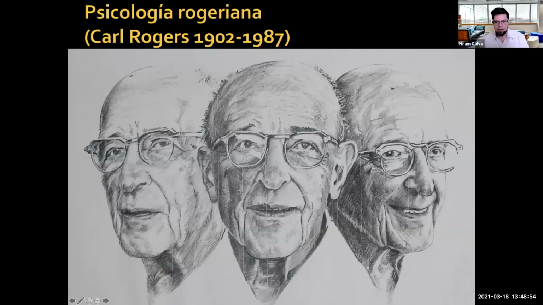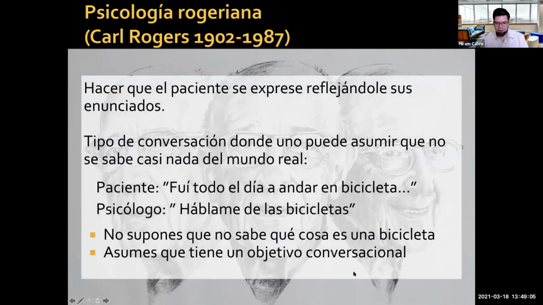Why does this work? Well, there is a psychologist called Carl Rogers. He was very famous and is the one depicted here. And he says that in order to have a good therapy, you should make the patient express by reflecting his or her own sentences. For example, the patient says, I went cycling all day long. And then the psychoanalyst says, tell me about cycles.